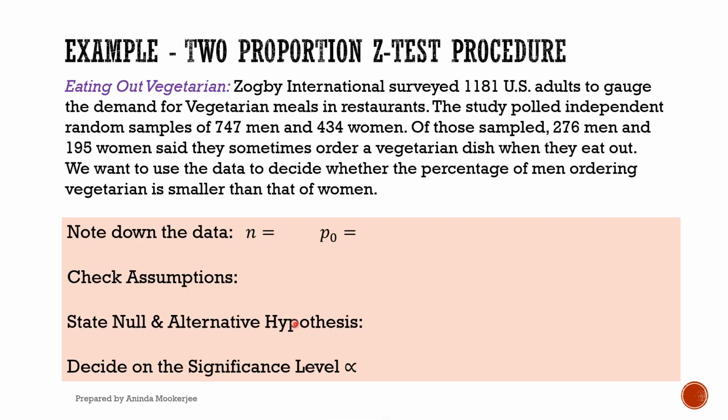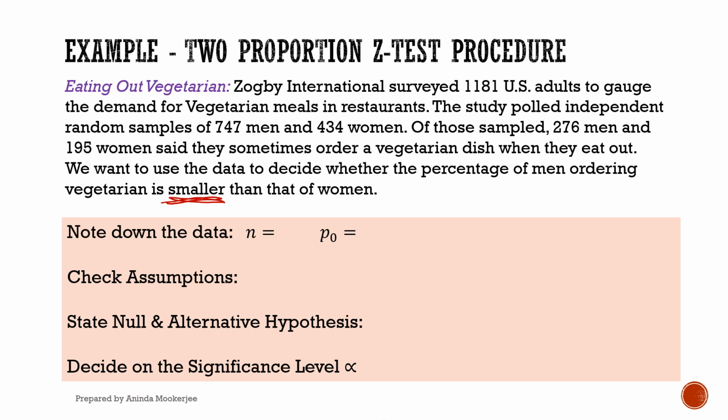Now that we have gone over the steps for the hypothesis test in the last 2 slides, let's get on with this example that we started talking about, eating out vegetarian. So we want to decide here whether the percentage of men ordering vegetarian is smaller, less, I'm going to underline that, than that of women. And what was our data?